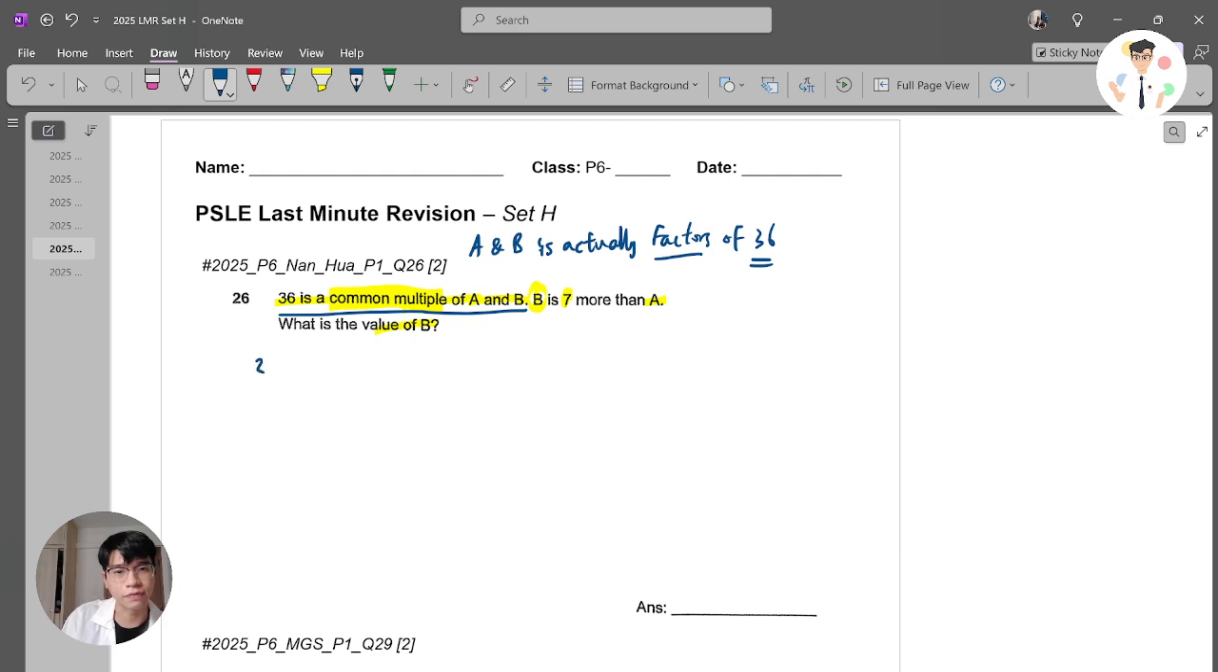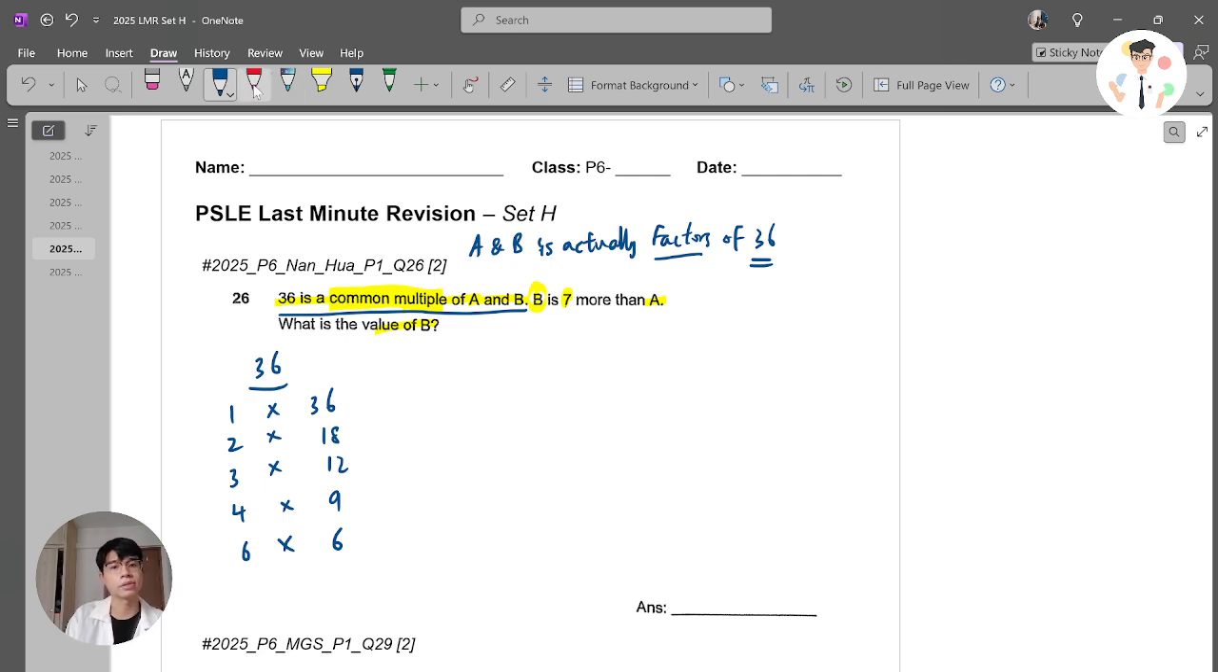So what are the factors of 36? What I always recommend you to do is 1 times 36, 2 times 18, 3 times 12, 4 times 9, and perhaps 6 times 6. Yes, so these are all the factors, because all these multiplied pairs can be 36.